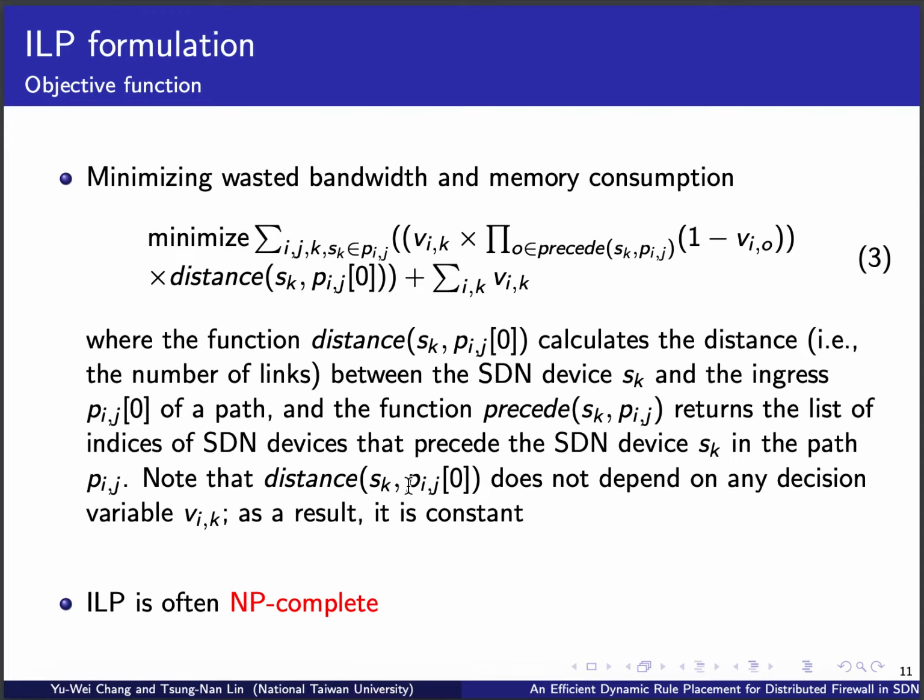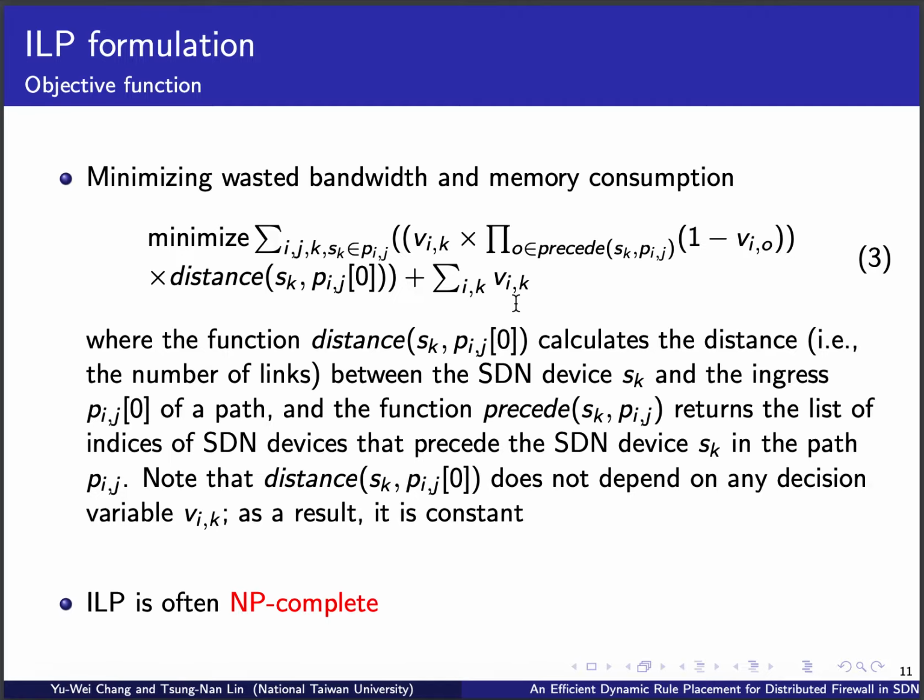Let me give you an example. If the firewall rule is placed further upstream on the path, then the matched packet will be dropped or filtered earlier. As a result, it can save some of the intranet bandwidth. So this is the meaning of wasted bandwidth. And memory consumption is quite straightforward. It is the memory used by the rules placed on all SDN devices.